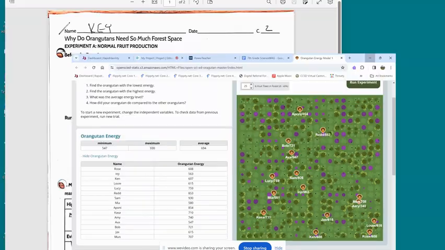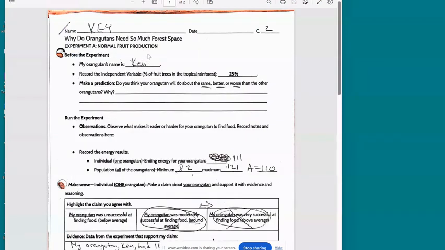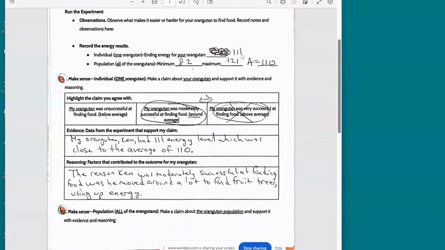You're going to record the energy level of the orangutan you chose to follow, the minimum, the max, and the average. So right here on your paper, you'll put the name of the one you're following. You could make a prediction first. Do you think they'll do same, better, or worse than other orangutans, and why? Right here is where you'll put their number.